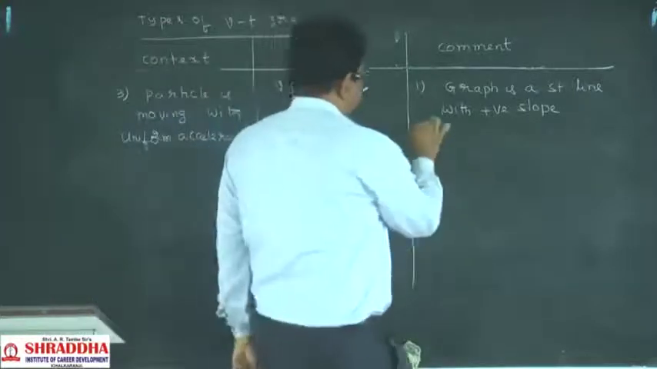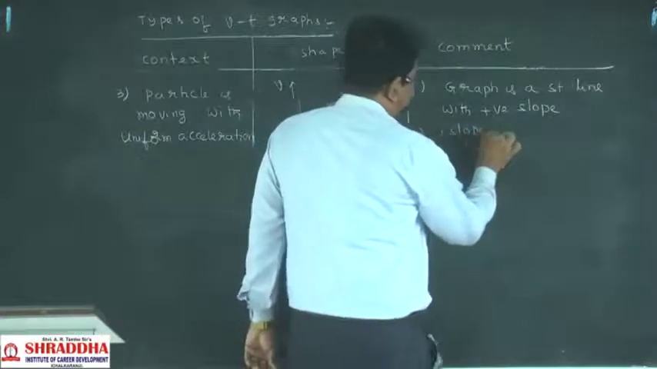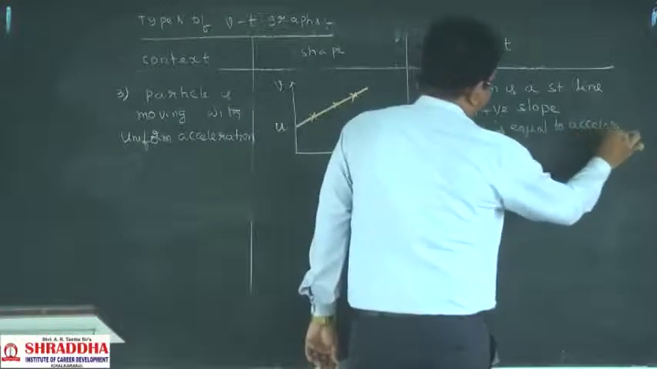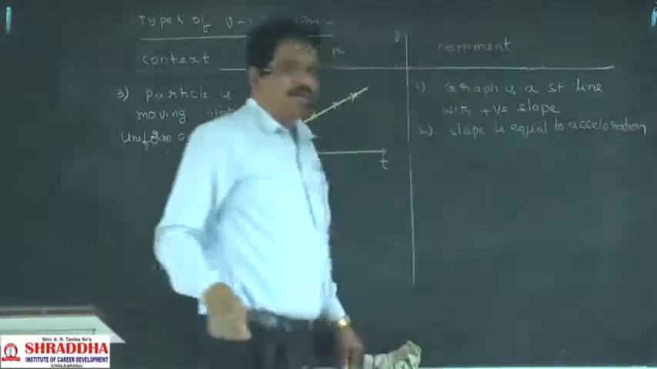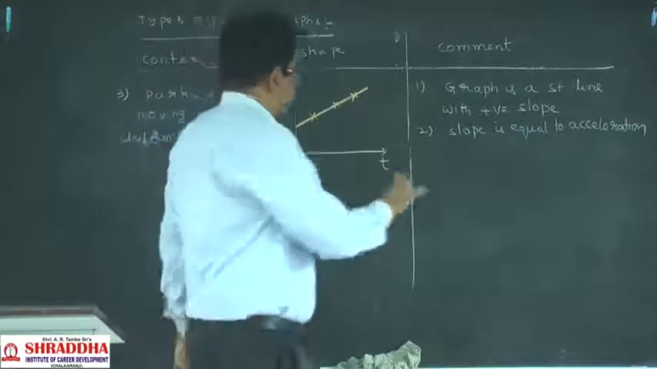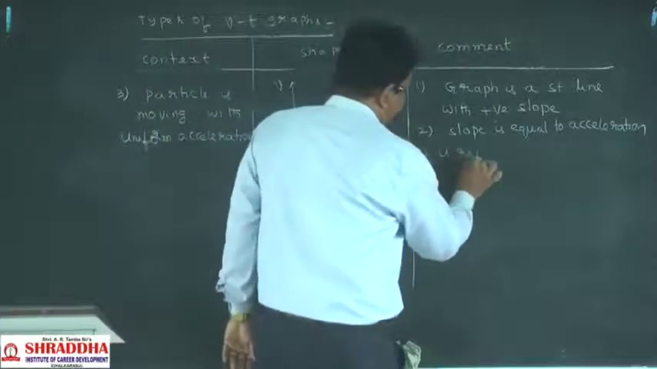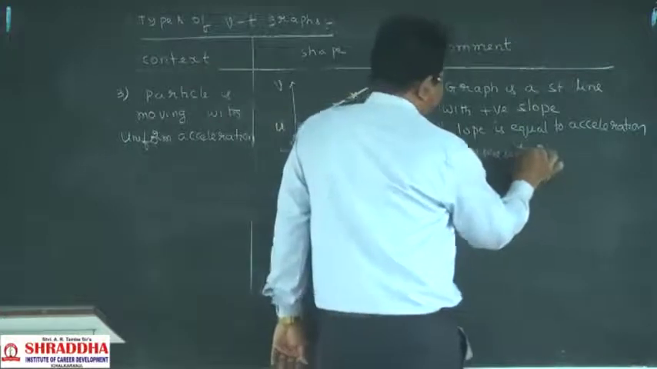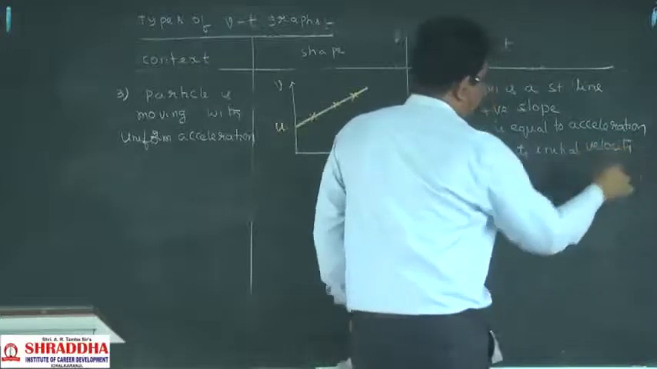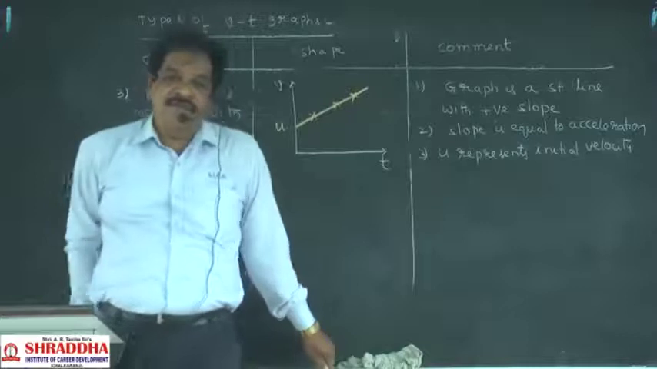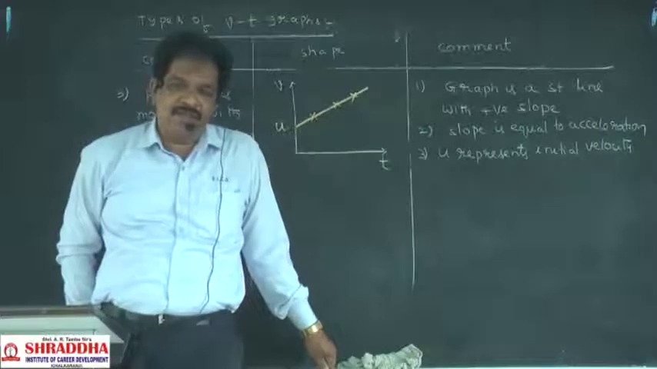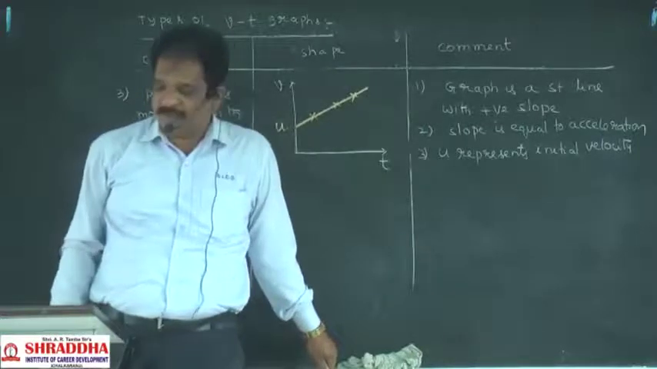Next. Slope is equal to acceleration. What is the slope of velocity time graph means? That is acceleration. U represents initial velocity. Like in the displacement time graph, x naught represents its position with respect to origin, here u will represent its initial velocity.